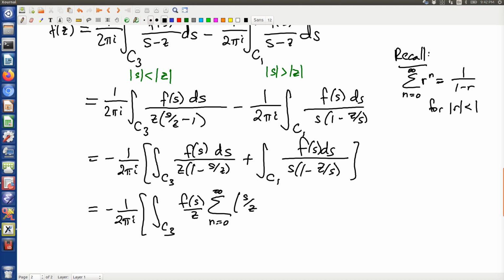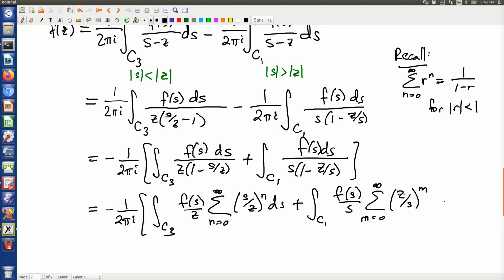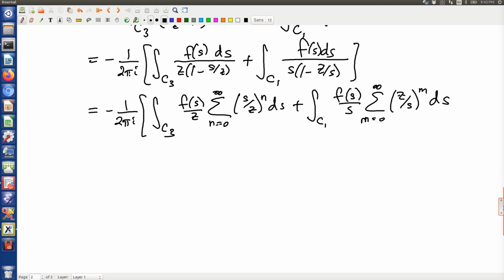It's going to be s over z to the n ds. The second integral is of course going to be the opposite, as I've said a bunch of times. And perhaps I should make that an m rather than an n, because both of these guys are in play, and we don't want to mix up the indices. Okay. There we are. Now, a little bit of regrouping is probably wise.